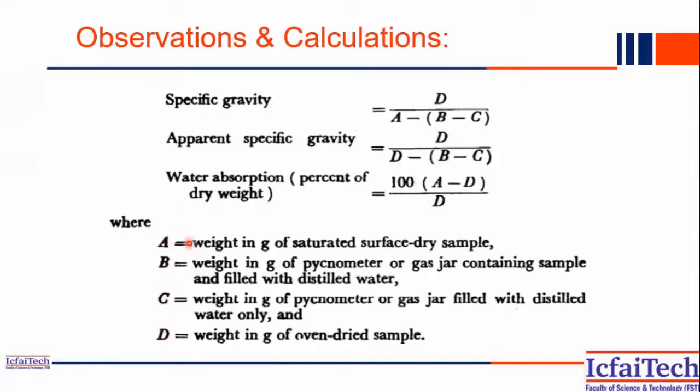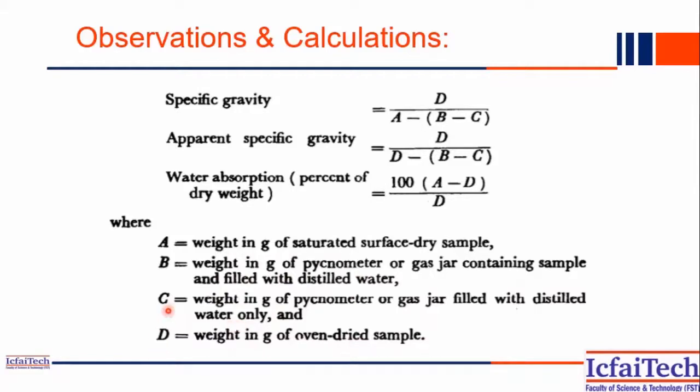What is A? A is the weight in gram of the saturated surface dry sample. Then B is the weight in gram of the pycnometer or the gas jar containing the sample and filled with distilled water. Then C is the weight in gram of the pycnometer filled with distilled water only, and D is the weight in gram of the oven dry sample.